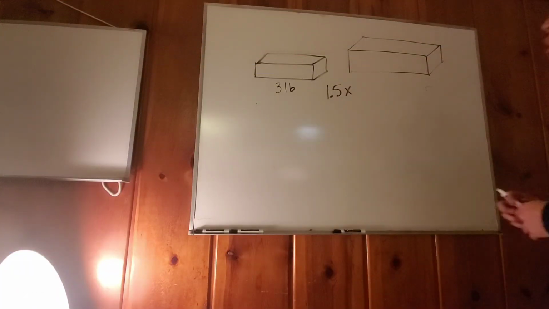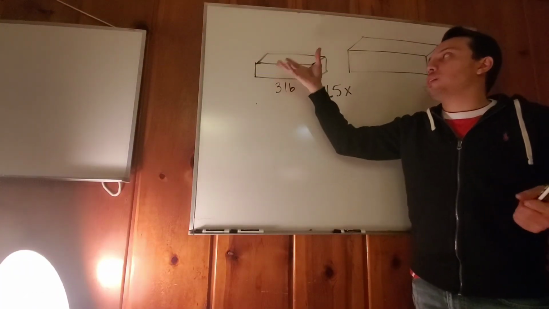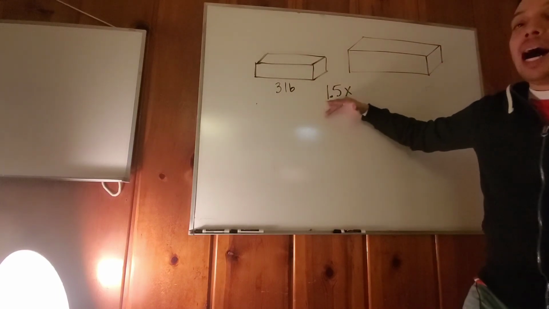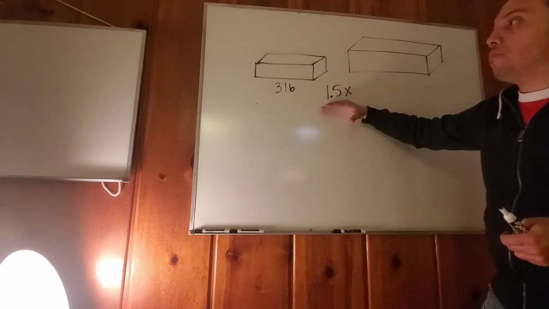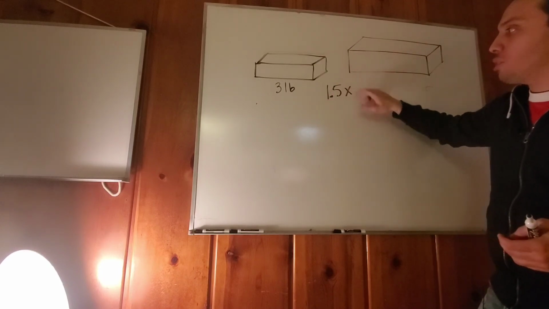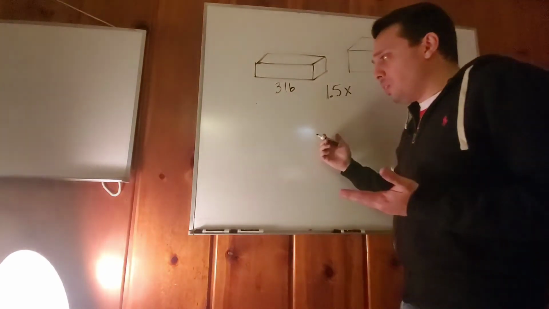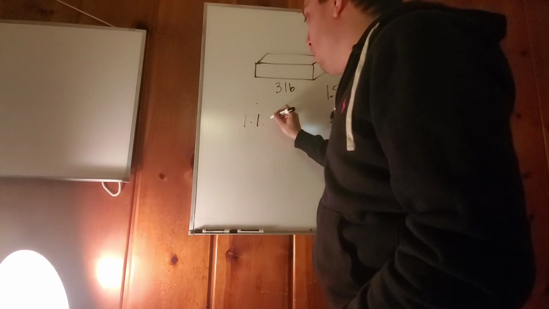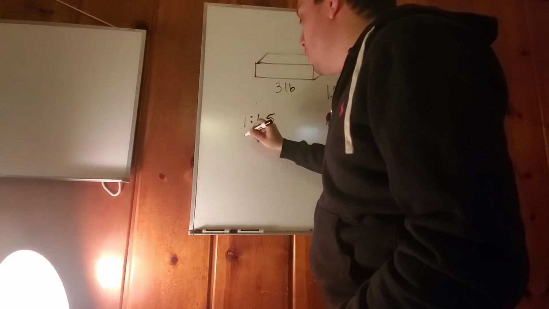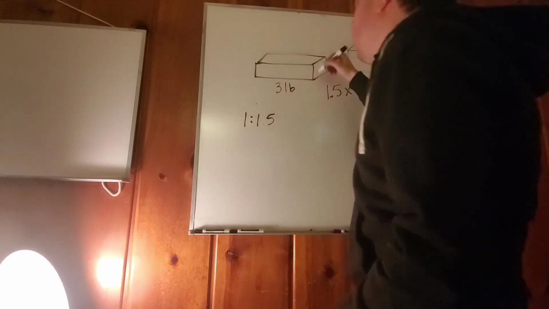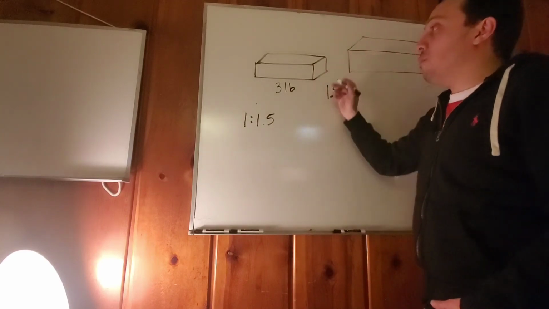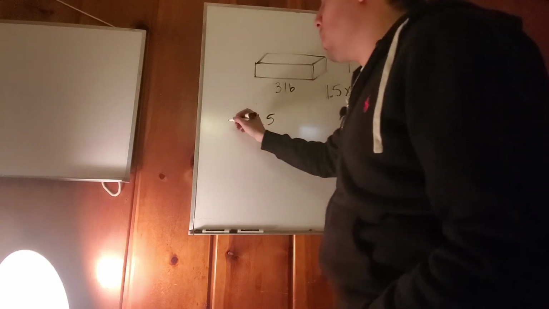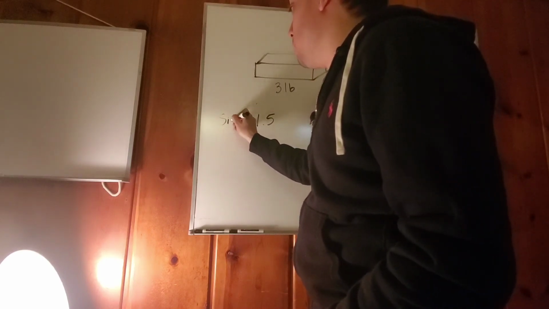The one and only example we have here: we have a brick that is 3 pounds, and the bigger brick is 1.5 times its measures in the ratio. So the scale factor is 1.5. If we understand scale factor, we know it's going to be 1 to 1.5. This goes for the sides, the length, the width, and the perimeter of the bases and of the faces. Let's call it sides.